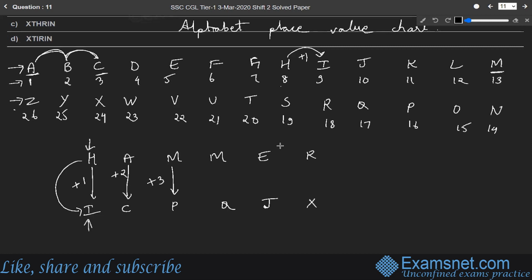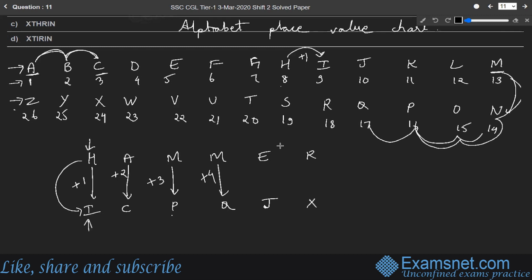Since we have to do plus, we'll go in the direction which is the right direction. So M plus 3: 1, 2 and 3. M plus 3 gives P. It is correct. The next will be plus 4. So what is M plus 4? M is present here. M plus 1 is N. M plus 2 is O. M plus 3 is P. And M plus 4 will be Q. So M plus 4 is Q.